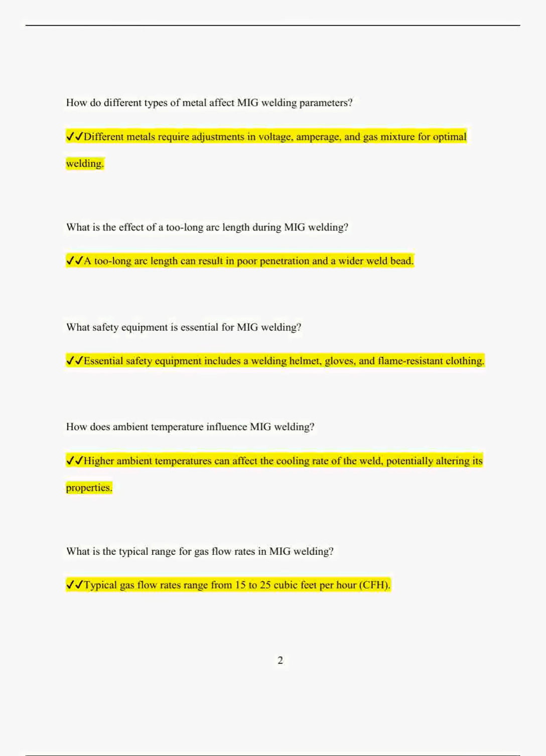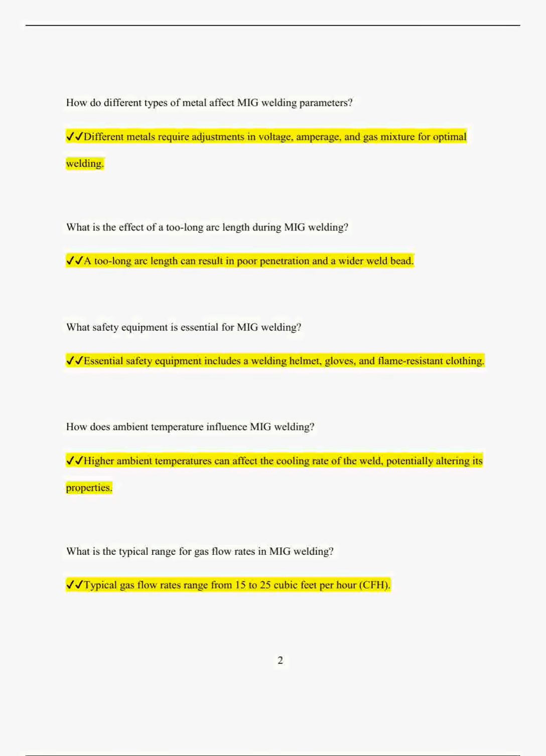What safety equipment is essential for MIG welding? Essential safety equipment includes a welding helmet, gloves, and flame-resistant clothing. How does ambient temperature influence MIG welding? Higher ambient temperatures can affect the cooling rate of the weld, potentially altering its properties.